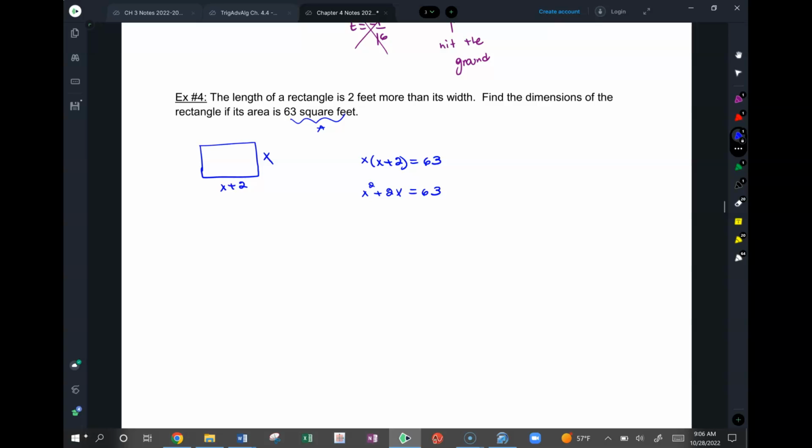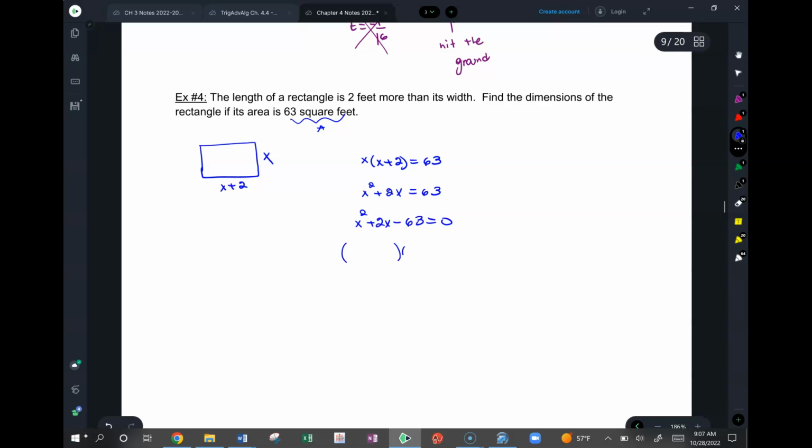How do we solve? Move everything to the same side. I know at least one person will factor, set it equal to 63, and then say x equals 63, x plus 2 is equal to 63. It's not the 63 product rule, it's the 0 product rule. Okay? So, x squared plus 2x minus 63 is equal to 0.